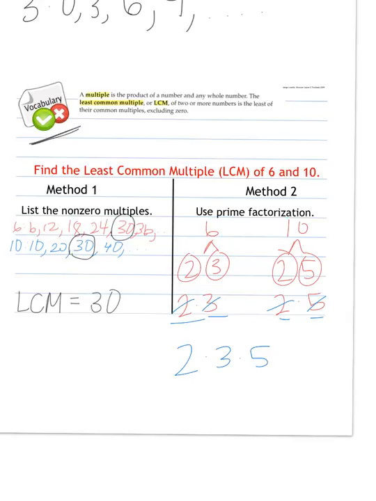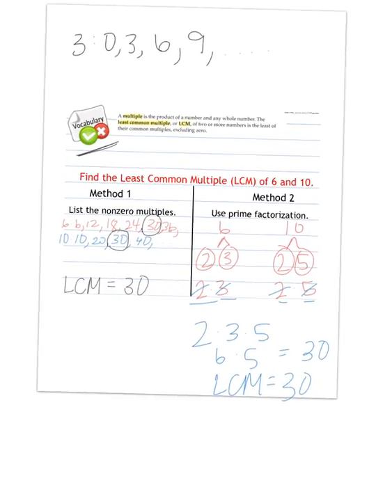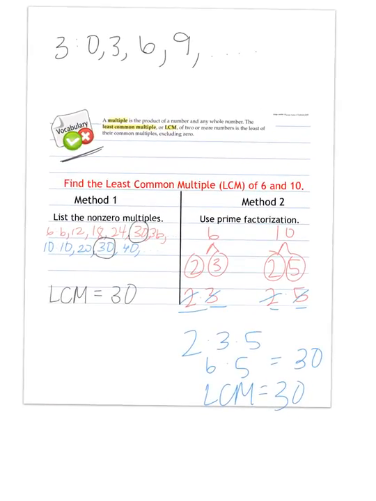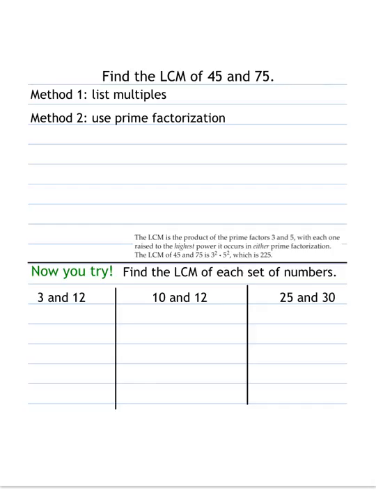Then we multiply these together. 2 times 3 is 6, times 5 equals 30. So again, our least common multiple for this is going to be 30. So whichever method you use, you will get the same answer either way. Alright, so we are looking at finding the least common multiple of 45 and 75. Now remember, there are two methods. We can list the multiples, or we can use prime factorization.